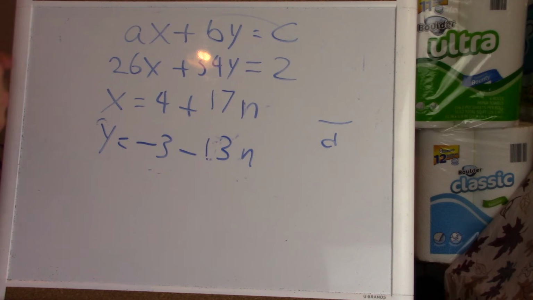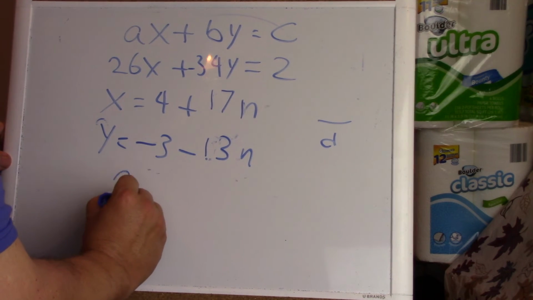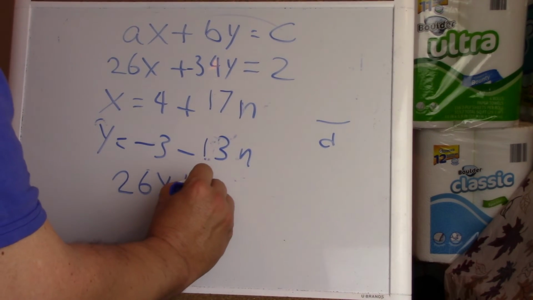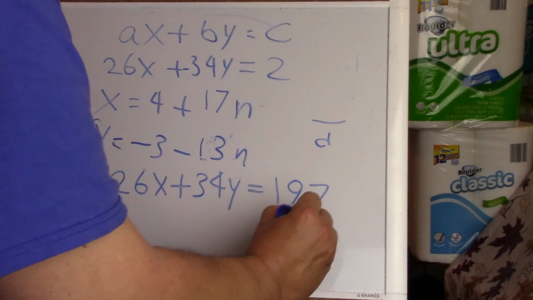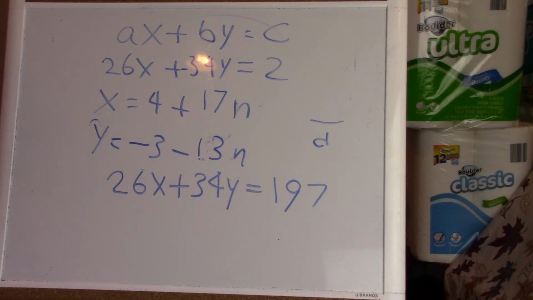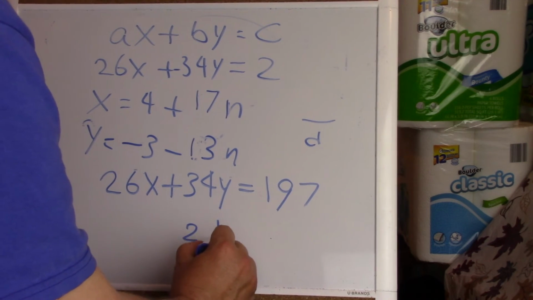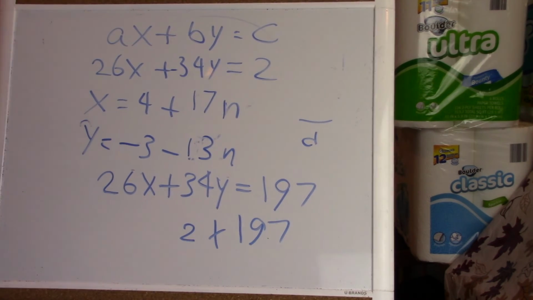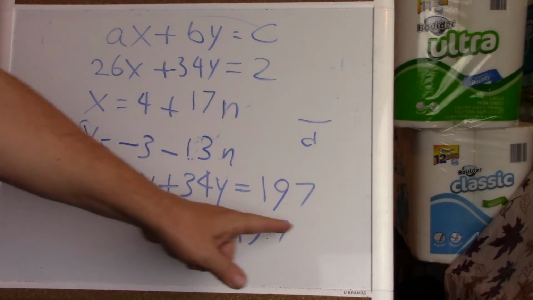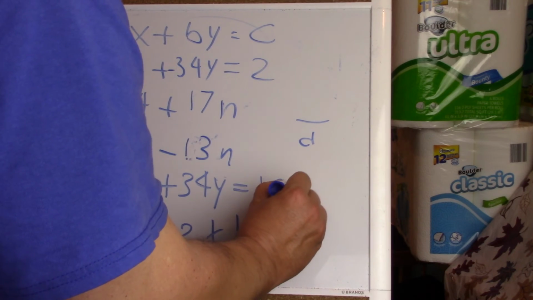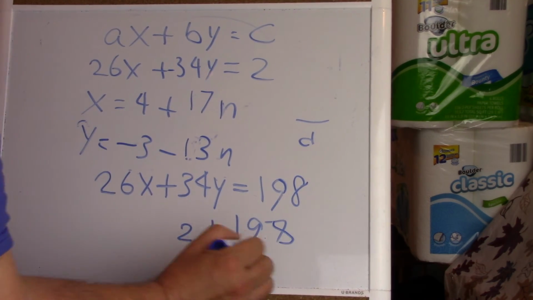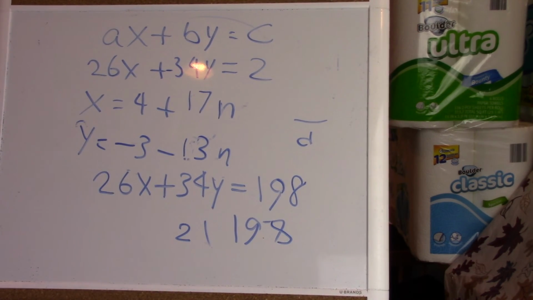And then, of course, you're going to be given this problem a lot, where somebody will tell you, does the equation 26x plus 34y is equal to 197 have solutions? Well, does 2 divide 197? The answer is no, so of course this equation is not going to have solutions. But if somebody gave you an even number, then sure enough, it does have solutions.